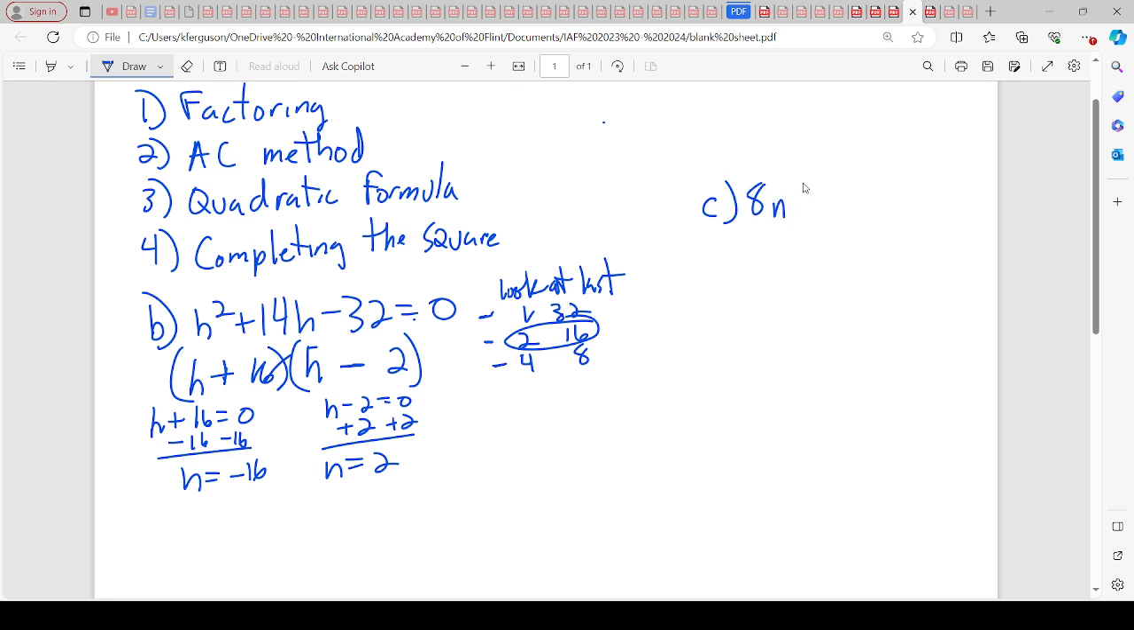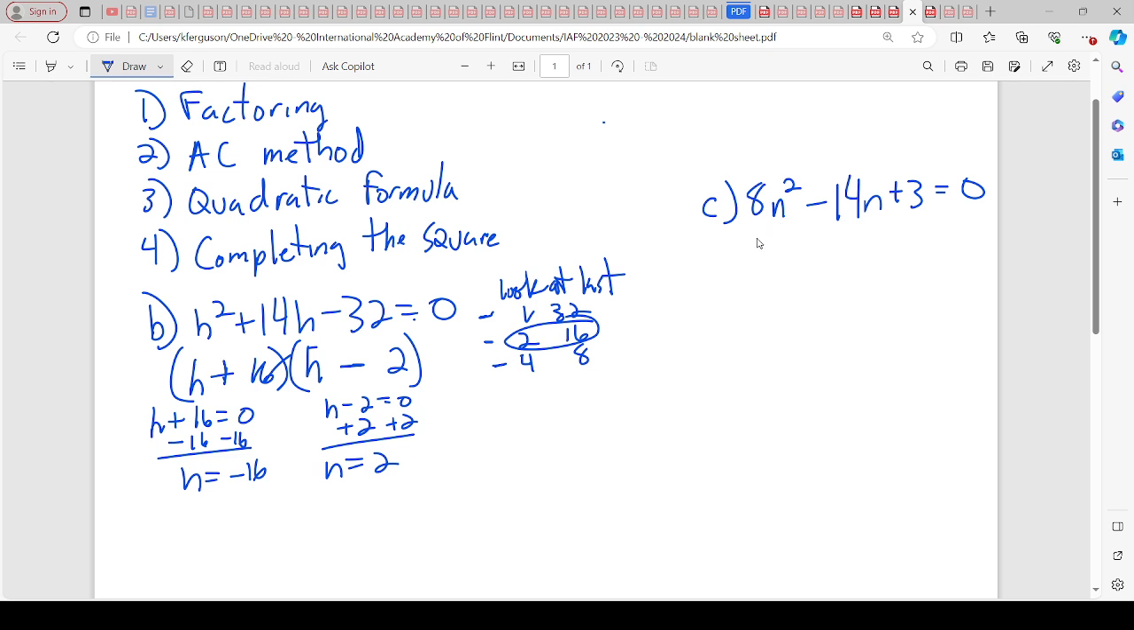That's 8n squared minus 14n plus 3 equals 0. Now, usually, when you have a leading coefficient that is not 1, that tells you that factoring is going to be kind of eh. So we move away from factoring and we think about the other ones. Now, you could do it. It just takes extra work. And I'd rather not do that extra work. So we're going to do the AC method this time.